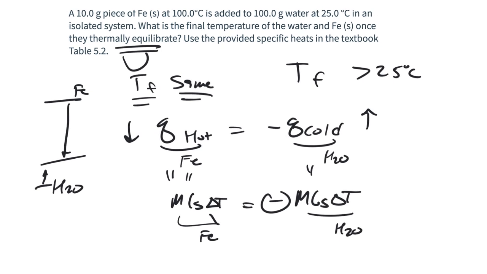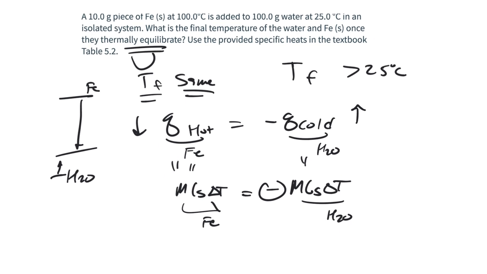I could divide both sides by -1 if I wanted to put the minus sign on the other side. It does not matter what side of the equation I write the minus sign. The only thing that really matters is that I write the proper mass in for iron versus water and the proper specific heat. So for iron, we're going back to table 5.2, where we're getting the Cs equal to 0.45 joules per gram Kelvin. And so what I can write for iron is we have 10 grams of iron, the specific heat.